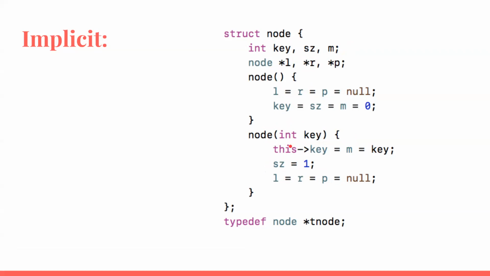M can be anything. Minimum is just for example. It can be maximum, it can be XOR, and many other operations. But for this example, we are thinking it's minimum. So if we have only one element, we are saying that the minimum is equal to this key. And yes, I think it's the only difference in the node.